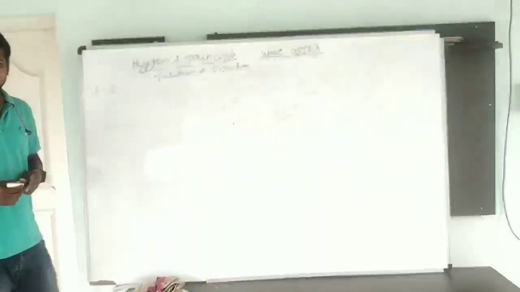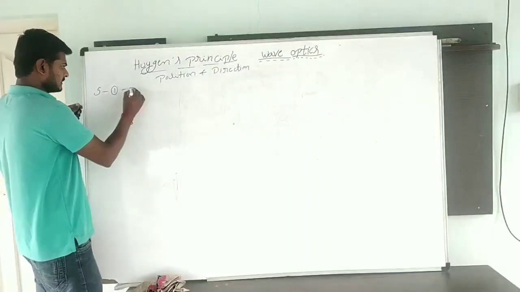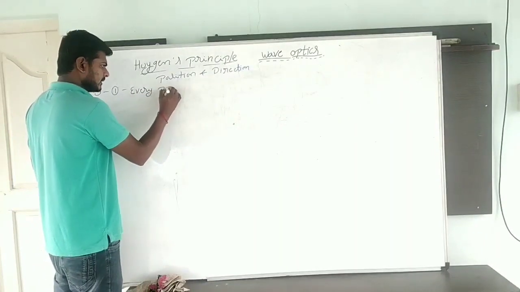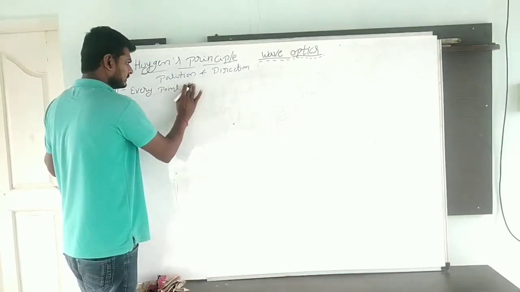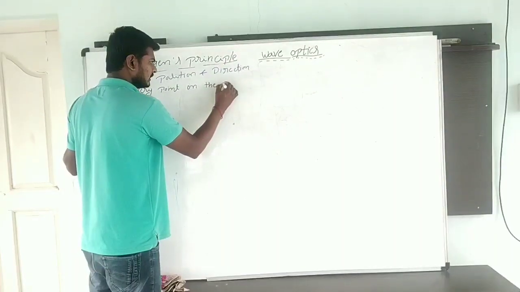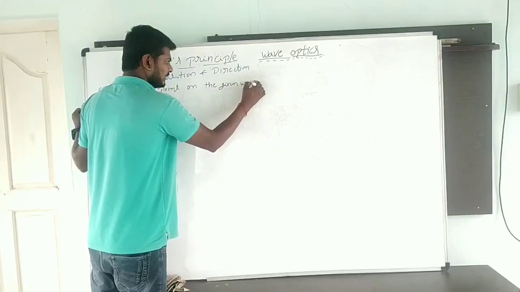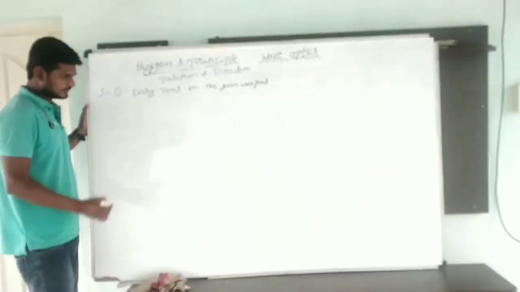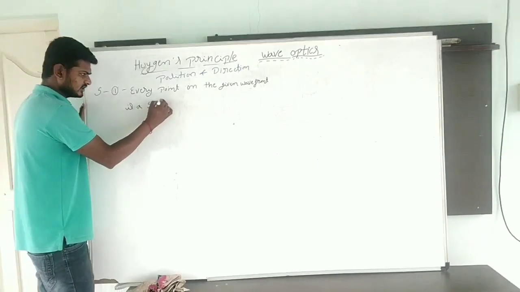First statement: every point on the given wavefront is a source of secondary disturbance.